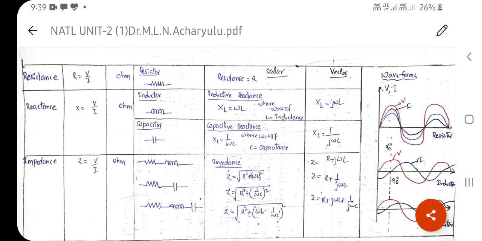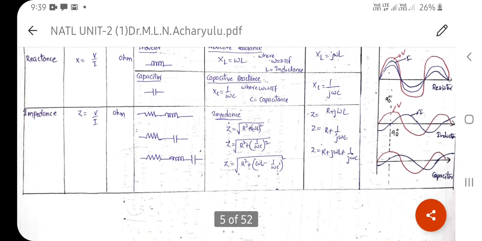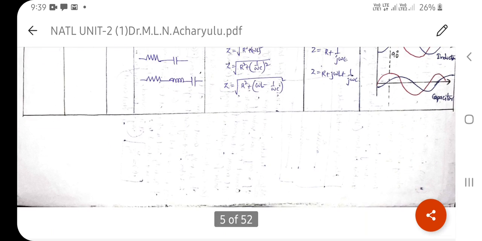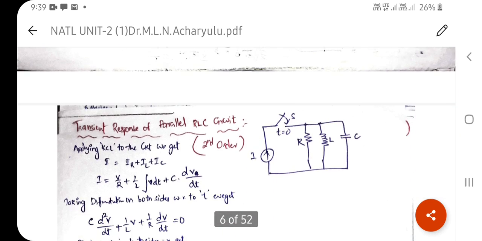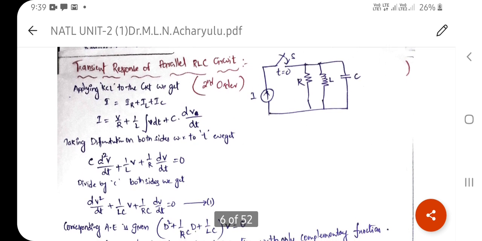So the waveforms of these two are given like this, which relate the inductance and the capacitor to the impedance. What I told already: the inductor has voltage leading and current lagging, and similarly the capacitor has current leading and voltage lagging. So now we will take up the next topic, the transient response of the parallel RLC circuit.